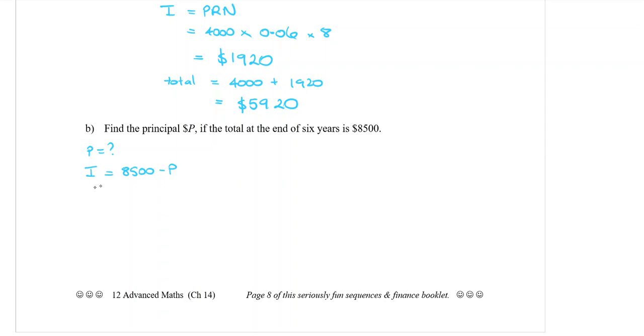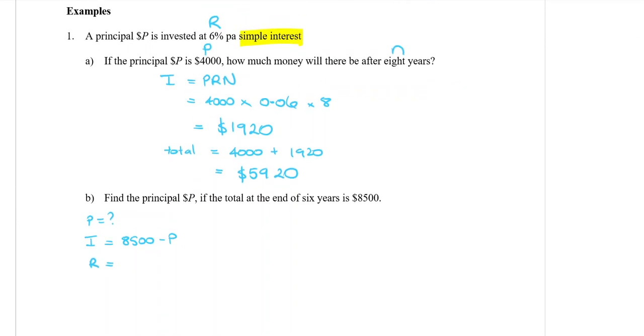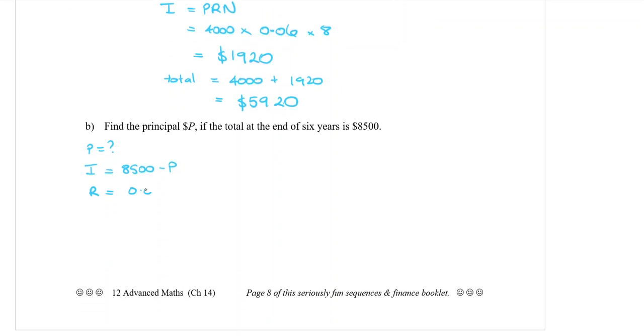The interest rate, we have to assume that this follows on because it's part B of this question here, so we're still going to be using the 6% or 0.06 as a decimal. And it tells me that N is equal to 6 years in the question here. Okay, so in our formula for I equals PRN using simple interest, the I is 8,500 minus P equals, still don't know P, so P is still there, times 0.06 times by 6.